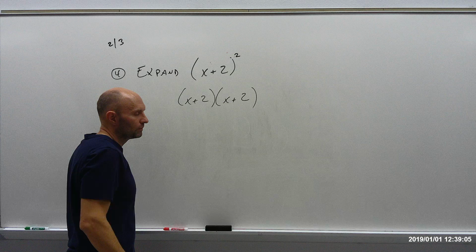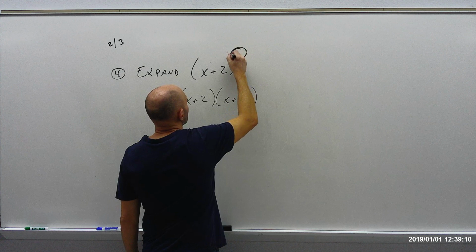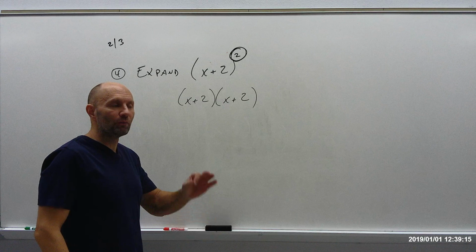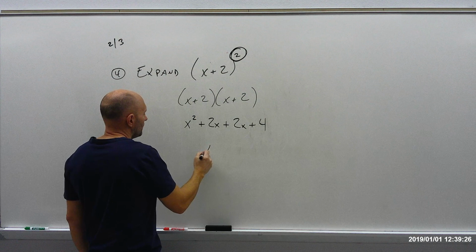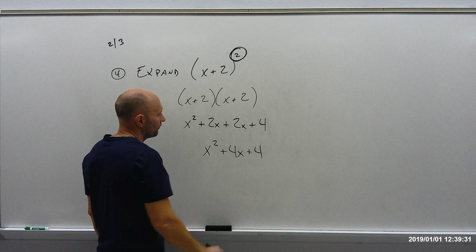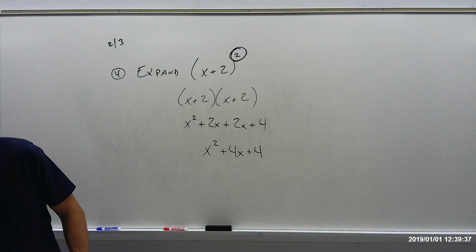And now that we know the binomial theorem, we also know that whatever this number is, so 2, when we're done expanding this, we should have how many terms? 2 plus 1, so 3. So if you FOIL this, you get what? x squared plus 2x plus 2x plus 4. So your final answer when you combine your like terms should be x squared plus 4x plus 4. So that was the fourth problem for that day on February 3rd.